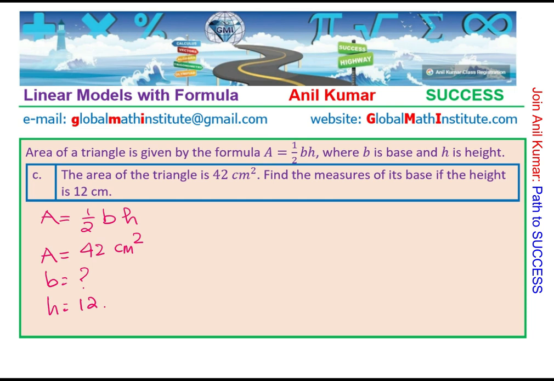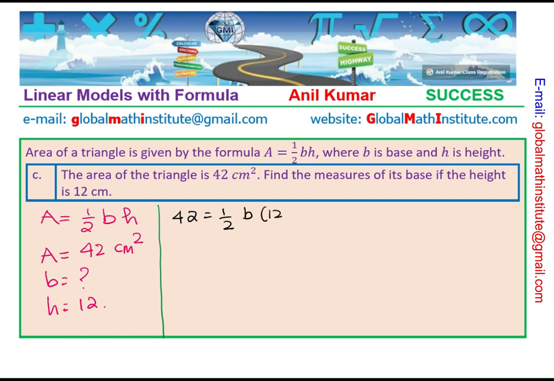A couple of ways to do it. One, we can just substitute the values and find the answer for b by rearranging. Second, we can rearrange the formula. Let me just show you the first method. So substitute the values. Area is 42. Half. Base we don't know, so we'll write b here, right? And the height is 12. Is that clear to you?